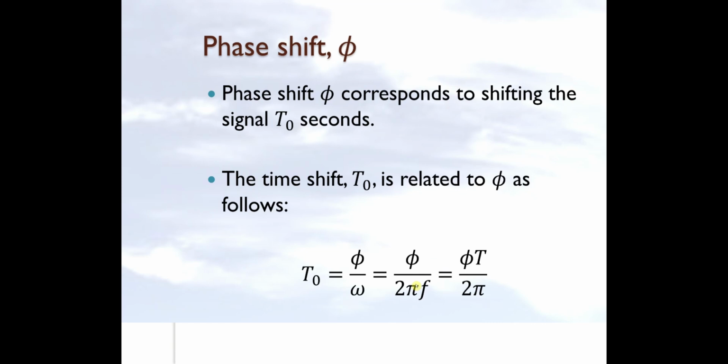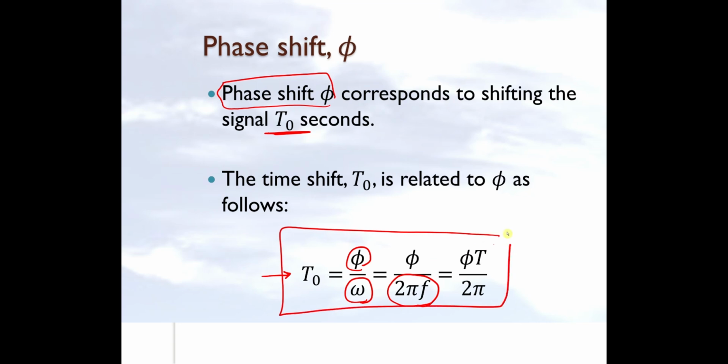So what is the actual time shift corresponding to a phase shift of phi? We have a relationship between the actual time shift and the phase shift. The time shift is equal to phi over omega. We know that omega is equal to 2 pi f, so t naught is equal to phi over 2 pi f. Replacing f by 1/T, we also have this expression. So these three give you how much time you're going to shift your sinusoid given a phase shift of phi.